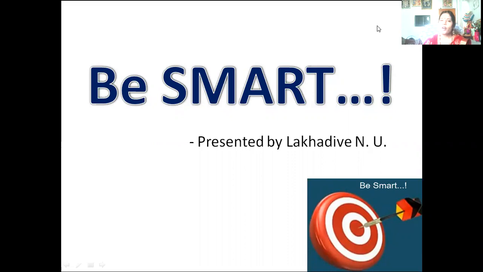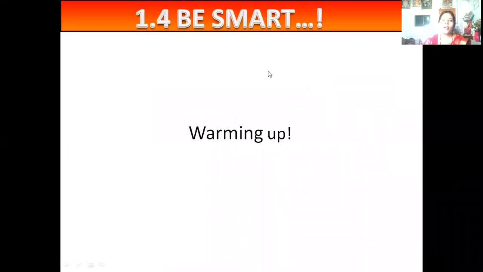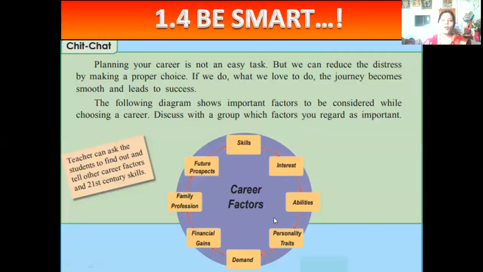Today, we are going to learn the lesson Be Smart. Standard 10, Unit 1, 1.4, Be Smart. In warming up, we will take this activity. Open your English book, page number 21. Look at this diagram.